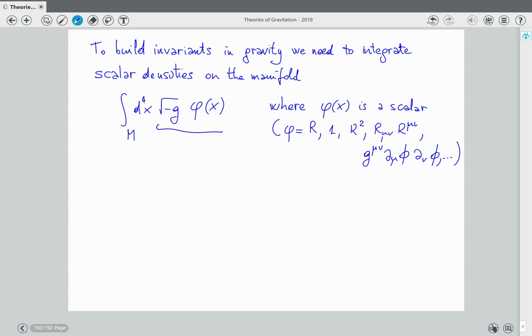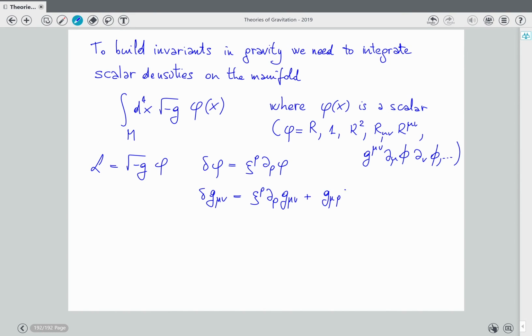So what is the infinitesimal transformation of the Lagrangian? Let's say this is the Lagrangian, square root of minus g phi. And the infinitesimal transformation of phi is the one we wrote. The infinitesimal transformation of g mu nu is the one we know, which is the Lie derivative. And that can also, yeah, this is useful here. We saw that we could also write it like that.